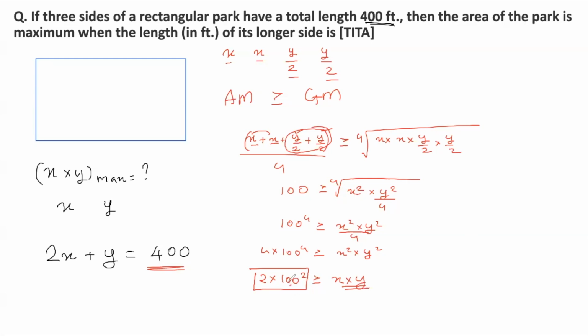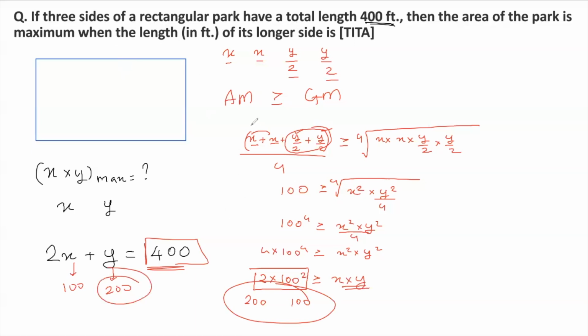This area is maximum when one side would be 200 and the other would be 100, right? So x would be your smaller side 100 and y would be your larger side 200. That's how you make the sum 400 and the area 200 into 100, right? So the maximum value of the area comes when the length of the longer side is basically worth 200 units. In this case, we have feet, so 200 feet.